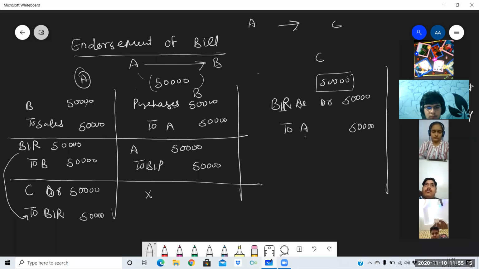So two parties are there in the endorsement. The first party is the endorser. So who is the endorser? The person who is transferring his bill to the other party. And the other party, C, is known as the endorsee. Endorser is the person who is transferring his bill to his creditor. C is the creditor of A. And the endorsee is the person who is getting the bill from his debtor. The person to whom the bill is endorsed or transferred is known as the endorsee.